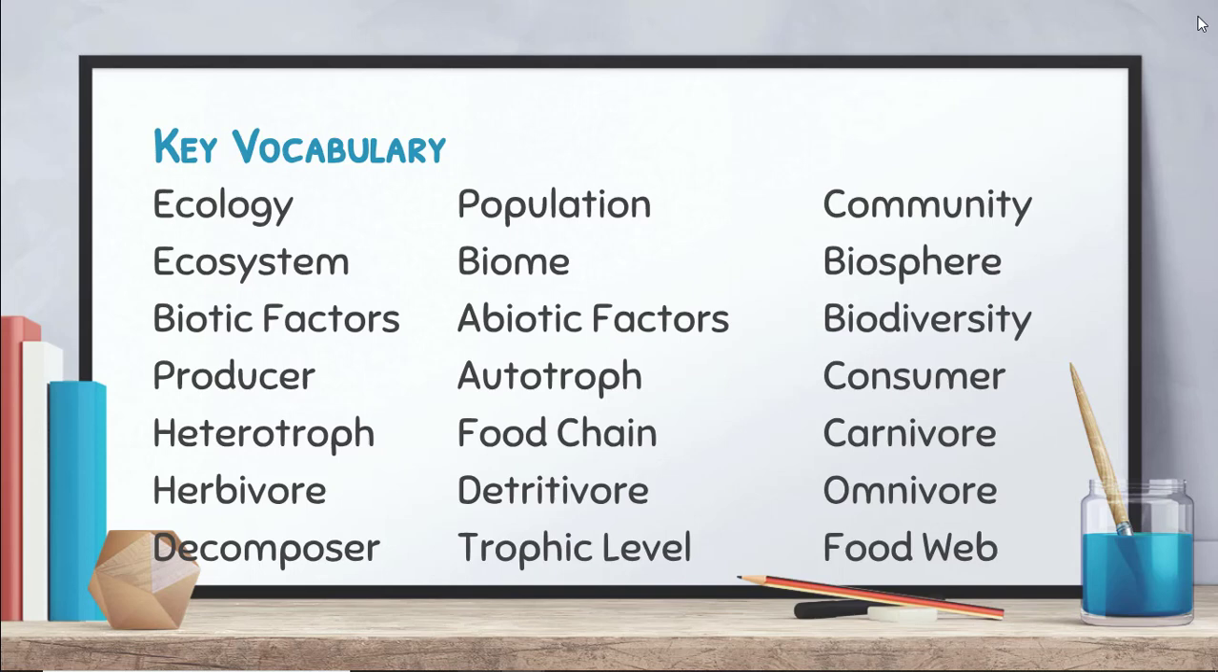Now, before we begin, it's very clear that this is a very vocab-heavy unit, but a lot of these terms you should already be familiar with. We've talked a lot about some of the stuff like carnivores and herbivores before, but you need to know ecology, ecosystem, biotic factors, producer, heterotroph, herbivore, decomposer, population, biome, abiotic factors, autotroph, food chain, detritivore, trophic level, community, biosphere, and that'll be our word for the video, biosphere, so make sure you write that down. Again, word of the video is biosphere.